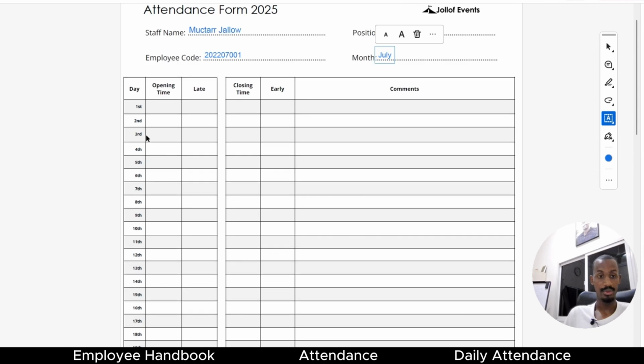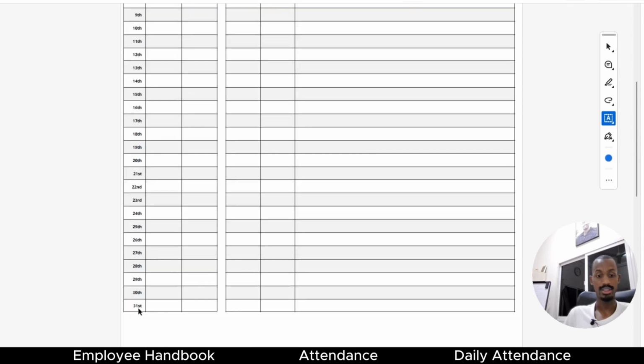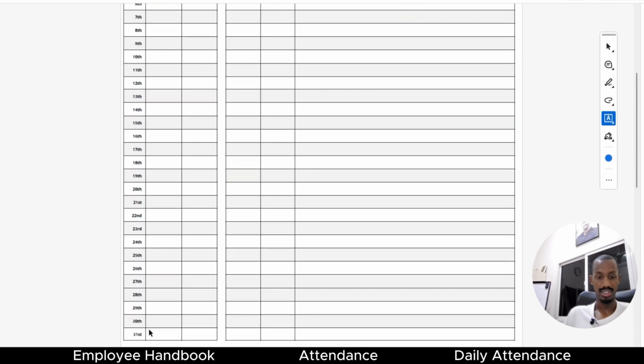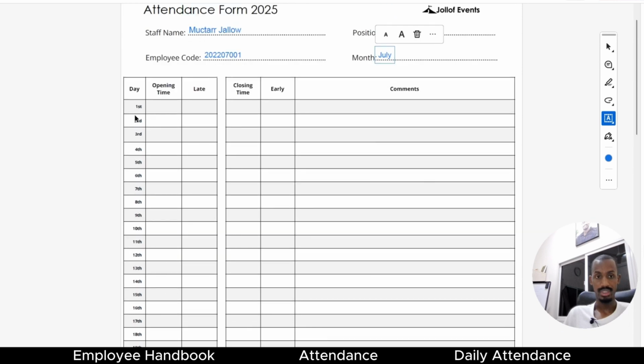Every month has not more than 31 days. Some months have 30. So the day is here. Let me talk about the headings first. Day is the day you are talking about. Let's say if today is the 7th of July, everything I'm doing on the 7th of July has to be in this row. Opening time means the time at which you come to work.